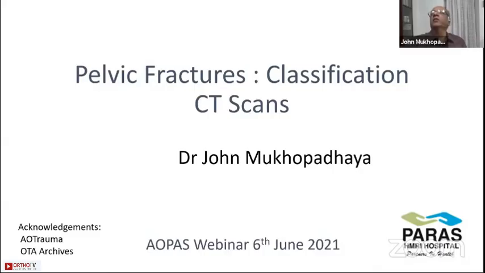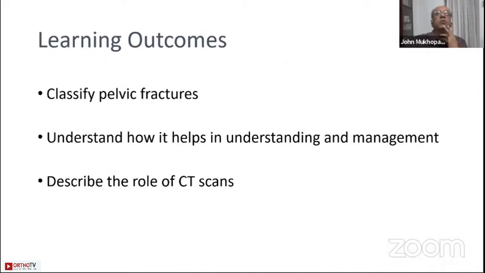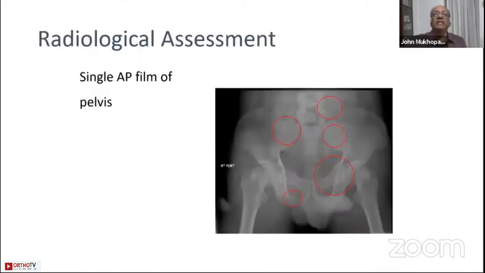It's interesting, when the first topic was given to me initially, it just mentioned Young-Burgess. So I'm going to concentrate on that and say a little bit about the other classifications. I think the learning outcomes would be that, hopefully at the end, you can classify pelvic fractures, understand how it helps in understanding and management, and talk a little bit about the role of CT scans.